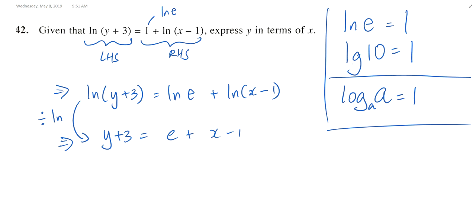Come on, Jiahao. Is this what you meant? Yes or no? Or this is not what you meant? Okay, so what do you mean? Divide by ln. e times x minus 1. What should I write?